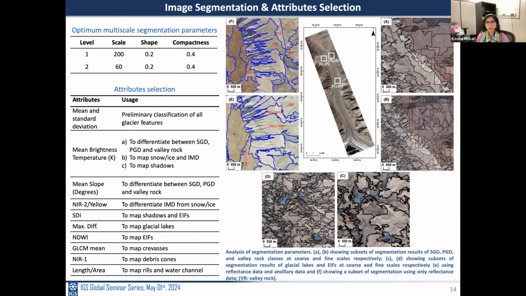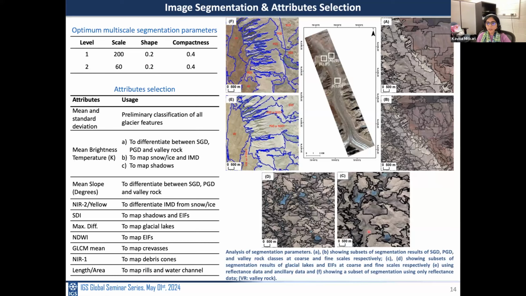So after a trial and error analysis, I arrived at 2 optimal scales, that is 260 and 60. So at the larger scale, I have extracted the large size features like the SGD, PGD, and the Valley Rock, and also the IMD, that is the ice mix debris, and snow and ice. At scale 60, I have extracted the smaller size features like, say, the glacial lakes, and also the crevasses and the rills and so on. So the shape and the compactness remain the same for both the scales.